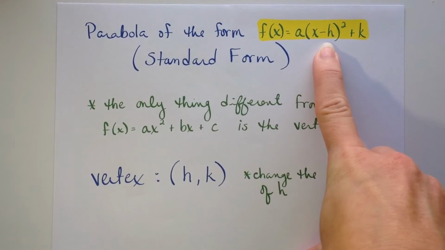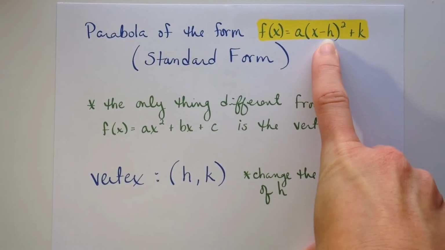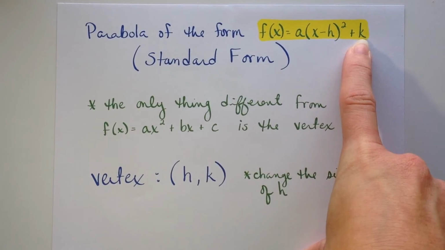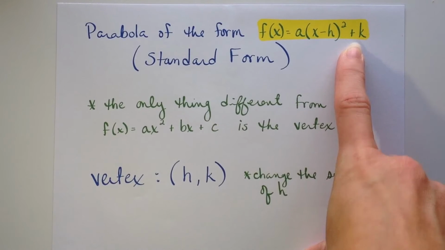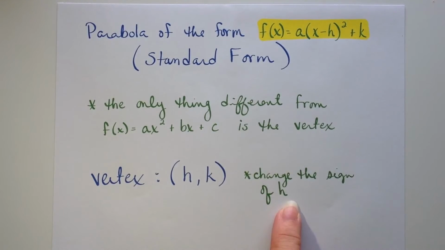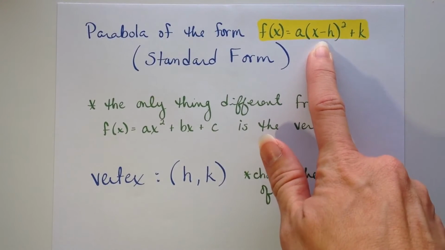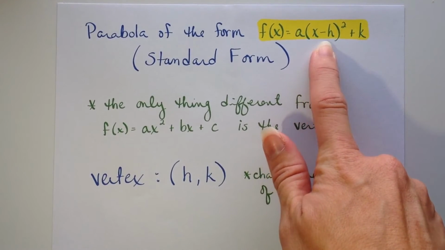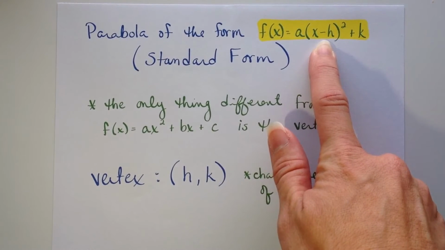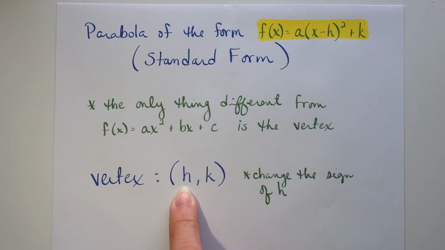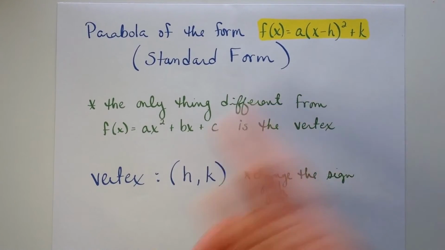So H is going to be the value that you have either added or subtracted here inside the parentheses. K is going to be the value that's added or subtracted at the end of your function. Now, you notice I said change the sign of H. That's because this is standardly written with a minus. So if this actually says, say, x minus 3, normally you would say that number's negative 3. But when you identify it down here as part of your vertex, then you would have to call it positive 3. So write the reverse.